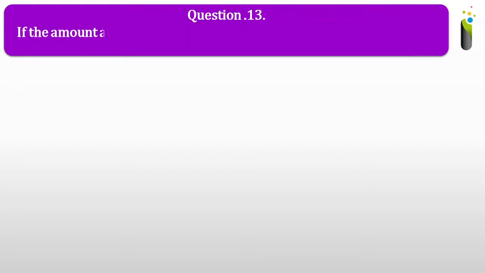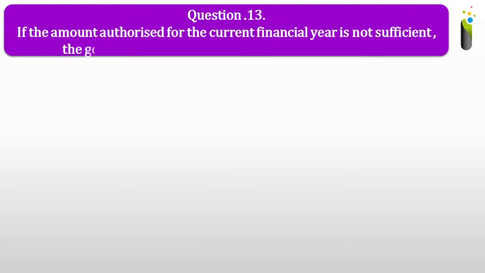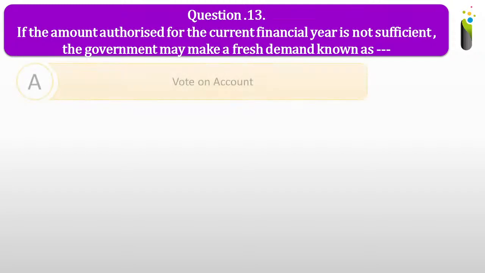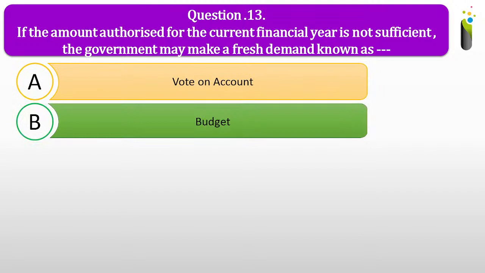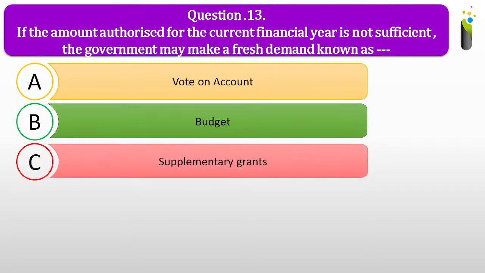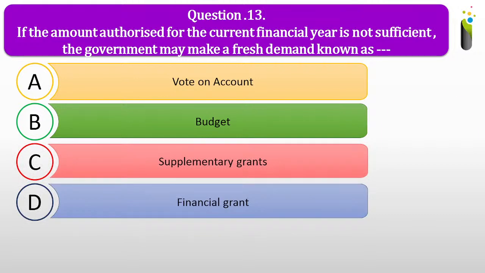Question number 13. If the amount authorized for the current financial year is not sufficient, the government may make a fresh demand known as dash. A. Vote on account, B. Budget, C. Supplementary grants, D. Financial grant.